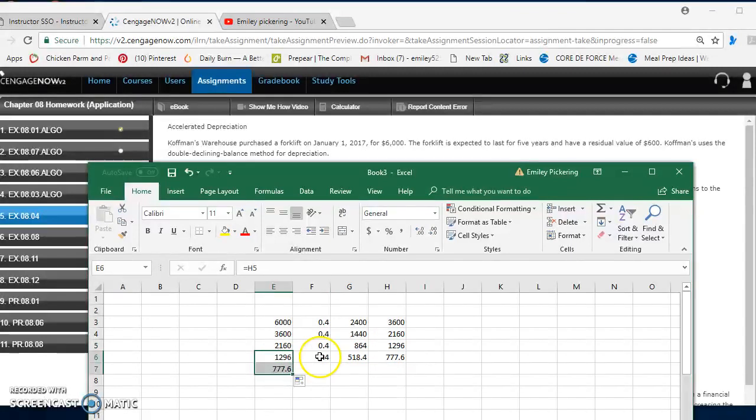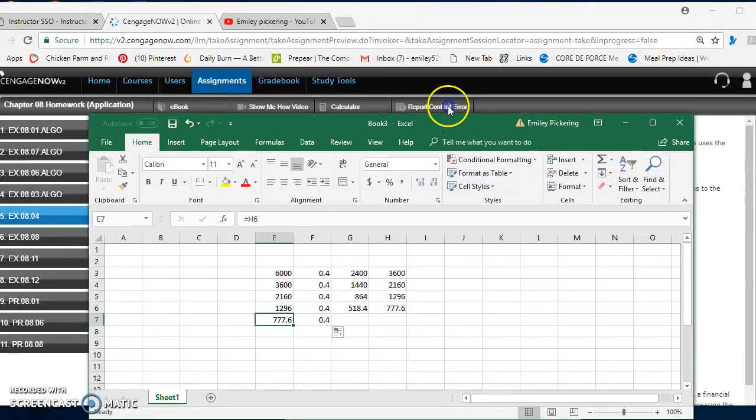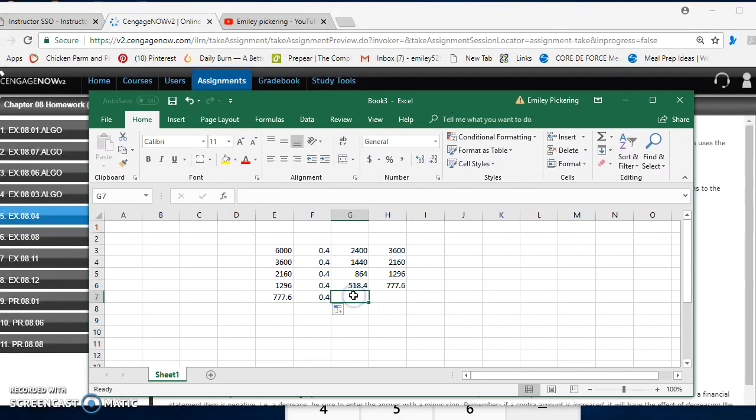That residual value comes into play right here. I cannot depreciate below my residual value, which means that I cannot take my full depreciation in year 5. What I have to do is I can only depreciate it to my residual value. So I can only depreciate it $177.60 so that I'm left with my residual value here.